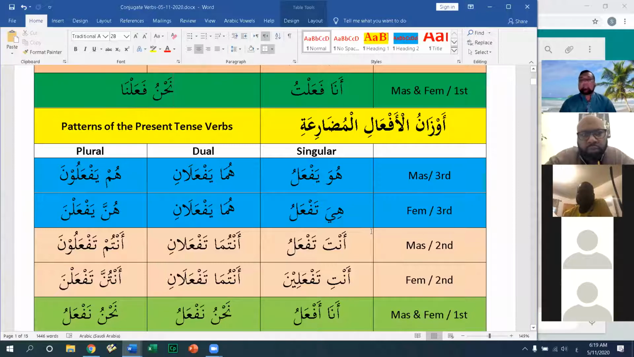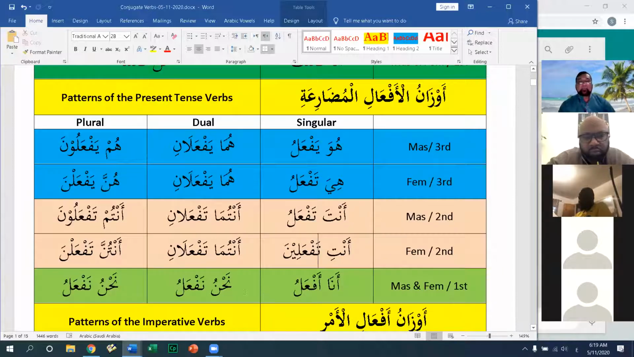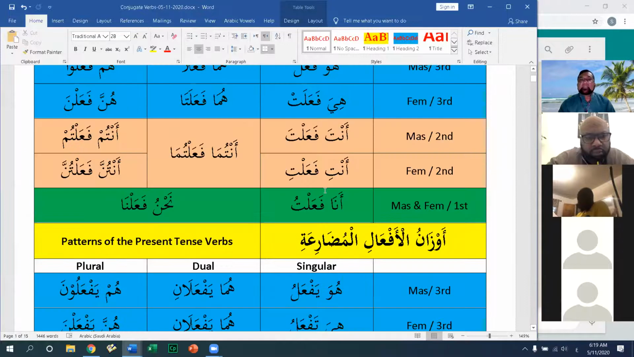Present tense, هو يفعل, هما يفعلان, هم يفعلون, هي تفعل, هما يفعلان, هن يفعلن. أنت تفعل, أنتما تفعلان, أنتم تفعلون, أنت تفعلين, أنتما تفعلان, أنتن تفعلن, أنا أفعل, نحن نفعل. And of course, the pronouns are the same. And the present tense, just as a reminder.